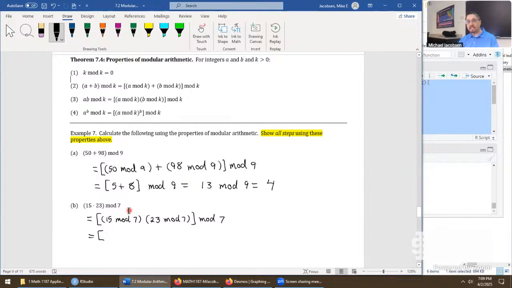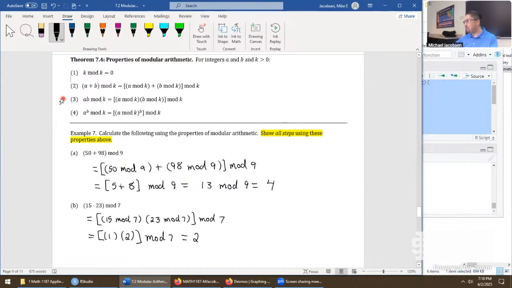15 mod 7: 7 times 2 is 14, so that part's just a 1. 23 mod 7: 7 times 3 is 21, times 4 is 28, so that exceeds. So times 3 is 21, a difference of 2. That tells us the remainder is now 2 upon division. Mod 7, this is just 2 mod 7, it's just 2 now. So if I had to do this by hand, that's really, really rapid. So that is some good value here.